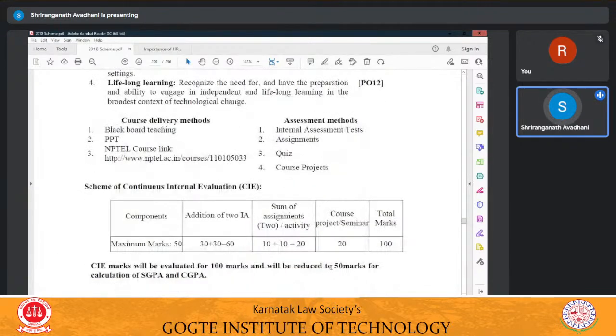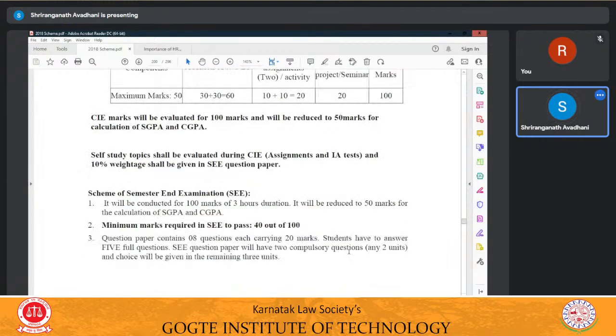Okay, this is the delivery method. The course consists of 2 IAs as usual, 30 plus 30, 25 for your theory and 5 for quiz. So 30 plus 30, 60. Then 2 assignments you have, open book assignments, 10 plus 10. Then you have a seminar or a course project, 20. So effectively 100.